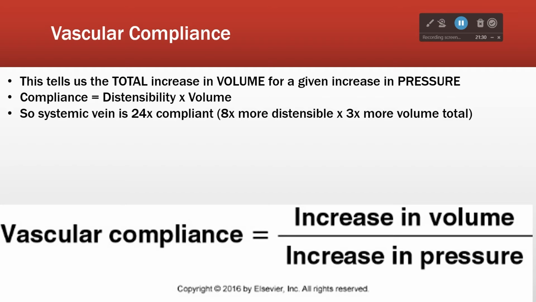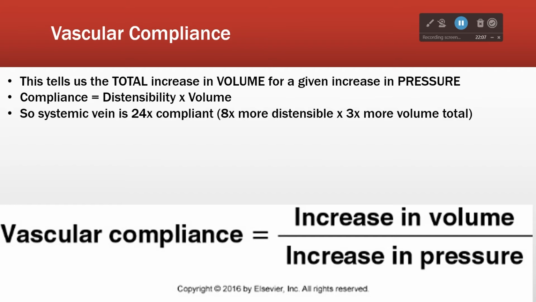Compare that to a regular balloon that, say, you've blown up a few times, right? You only have to put a small amount of pressure in to get a quite large volume change. Okay, so that is compliance. It's the total increase in volume for a given increase in pressure. It can be a little less useful than distensibility because compliance is going to vary by vessel. In other words, each vessel has a compliance, where distensibility we can use to talk about the whole system.